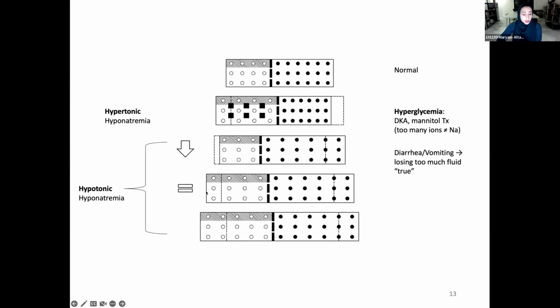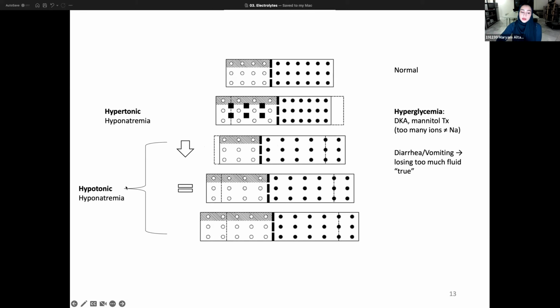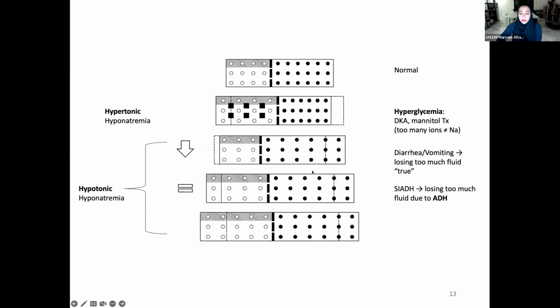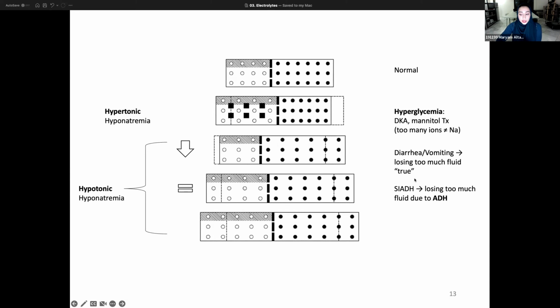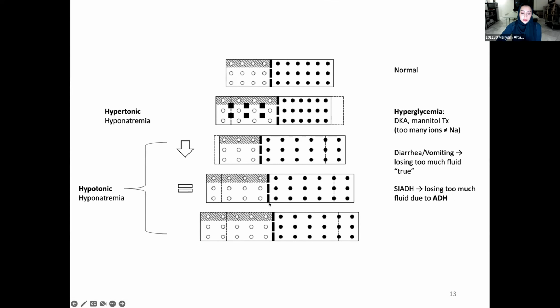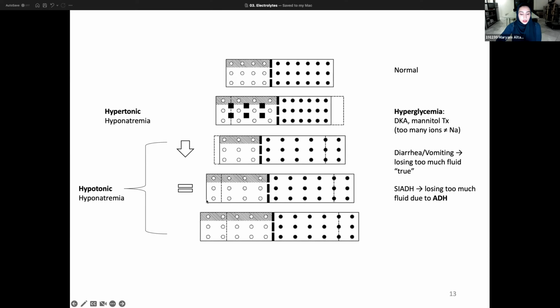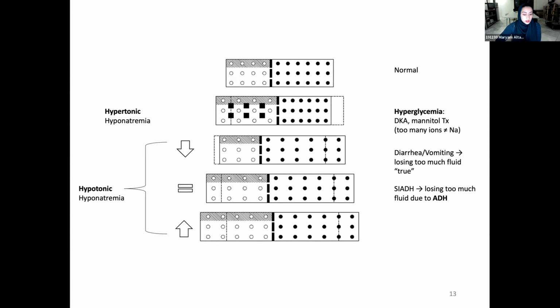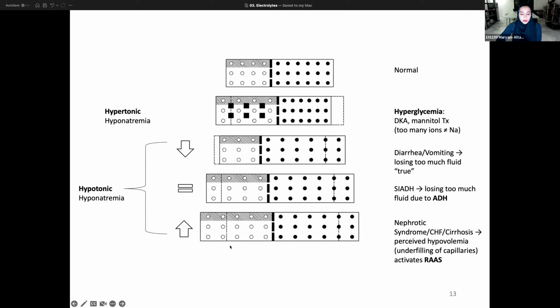If you have an equal amount, okay, so hypotonic hyponatremia with a normal sodium, this can be due to SIADH. So SIADH means syndrome of inappropriate ADH secretion. That means you're losing too much fluid due to excess antidiuretic hormone for one reason or another. And the reason sodium is normal here is because the body has a compensation mechanism via aldosterone. Okay. And then lastly, you have hypotonic hyponatremia, but you have more volume, you have an overload of fluid.